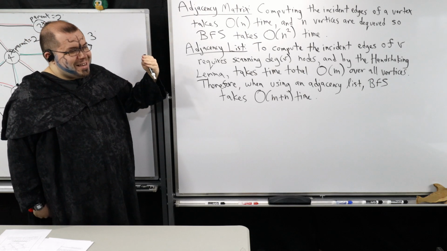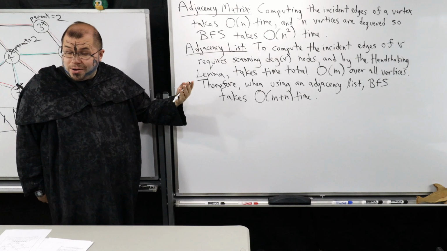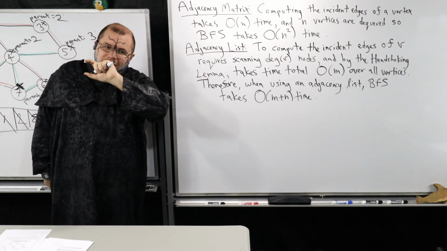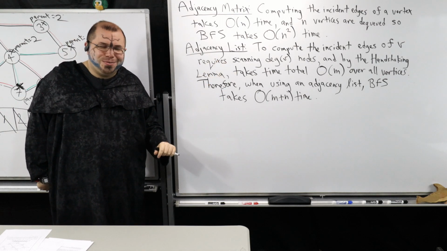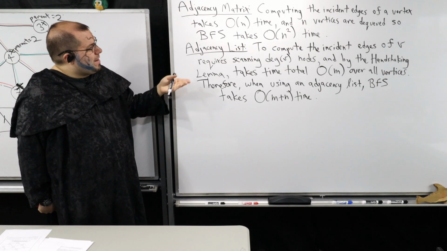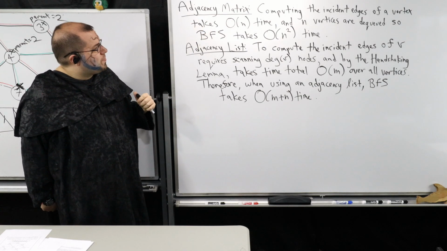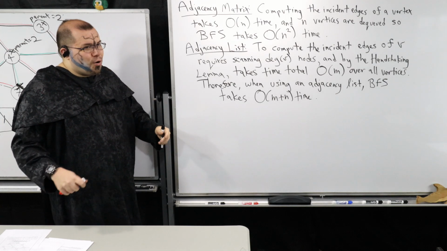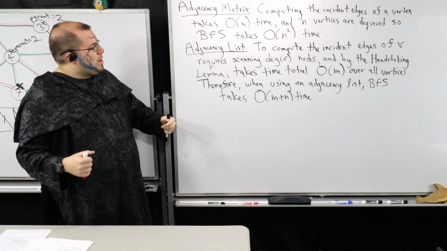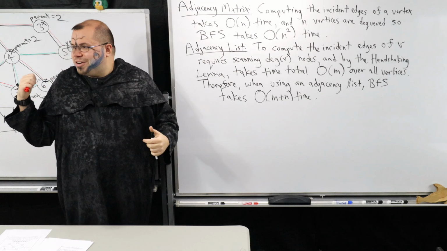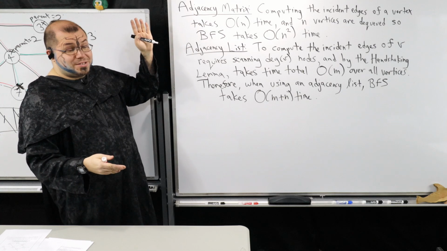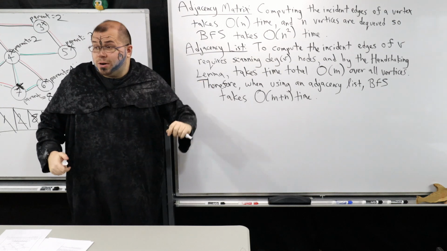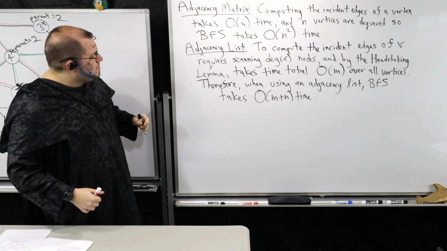So first, for the adjacency matrix, remember that loop inside where I check all the incident edges? I have to go through all the incident edges, so it's going to depend on how I represent the graph. If I'm looking at all the incident edges in an adjacency matrix, that means I'm going to have to check an entire row. In the worst case, that simply means it's going to take big O of n time, where n is the number of vertices. And since n vertices are dequeued, that loop depends on the number of iterations, which is n. Then the outermost loop is going to consider all the vertices. So that means it's going to run in big O of n squared time, which isn't bad at all.